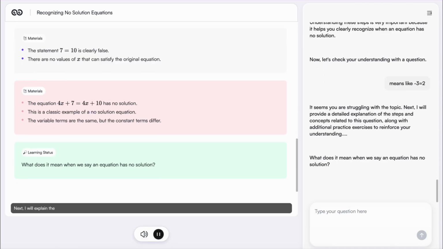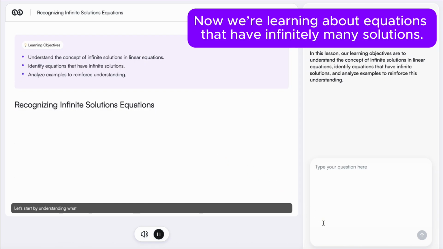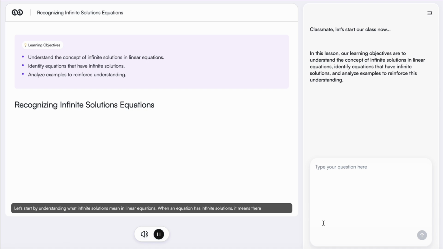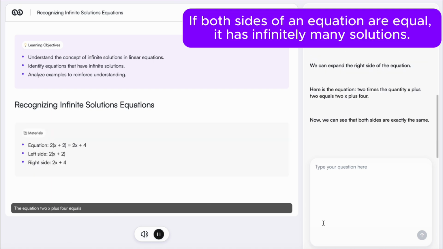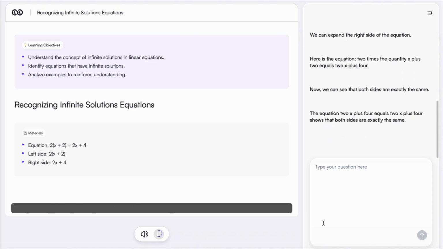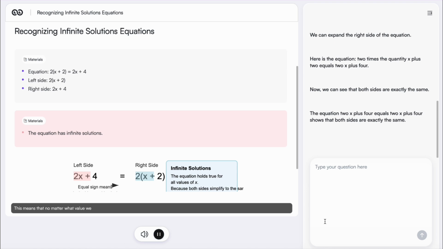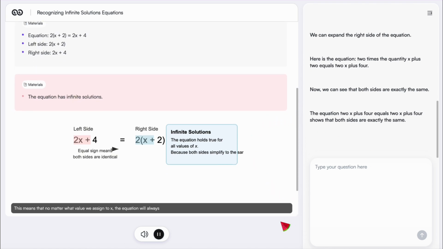Next, I will explain the steps to solve this problem in detail to help you better understand the concept of no-solution equations. Let's start by understanding what infinite solutions mean in linear equations. When an equation has infinite solutions, it means there are countless values for the variable that satisfy the equation. This usually happens when both sides of the equation simplify to the same expression. The equation 2x plus 4 equals 2x plus 4 shows that both sides are exactly the same. This means that no matter what value we assign to x, the equation will always be true. Therefore, this equation has infinite solutions.